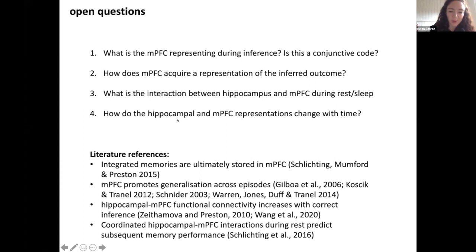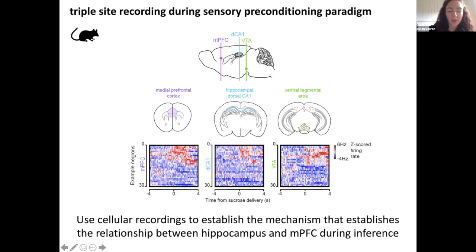Yeah, at the bottom I've just put various references which have inspired these questions. One way to try and get at these questions would be to record from particularly the hippocampus and the medial prefrontal cortex simultaneously. I think to really understand what's being represented, we probably need to do this invasively using electrophysiology, and by doing it in rodents, we'd also have the control to test causality, looking at the functional connections between those two regions and manipulating them with optogenetic tools.